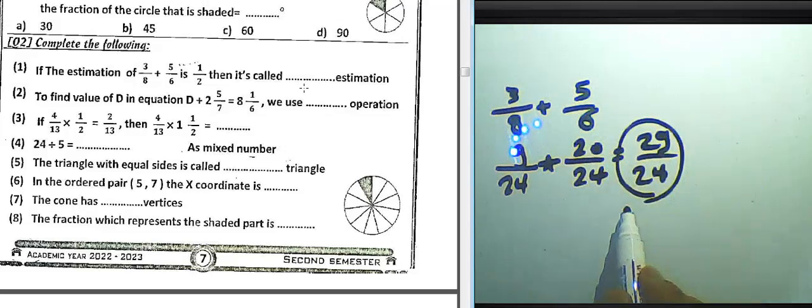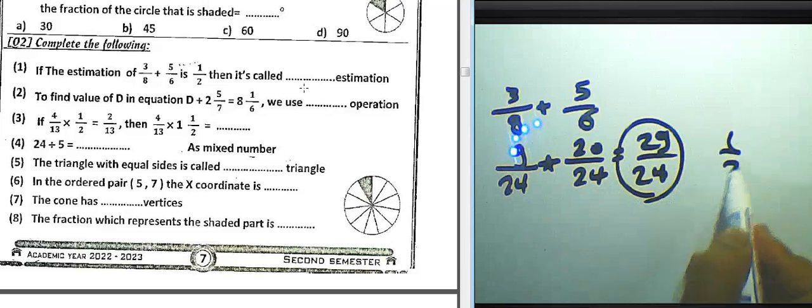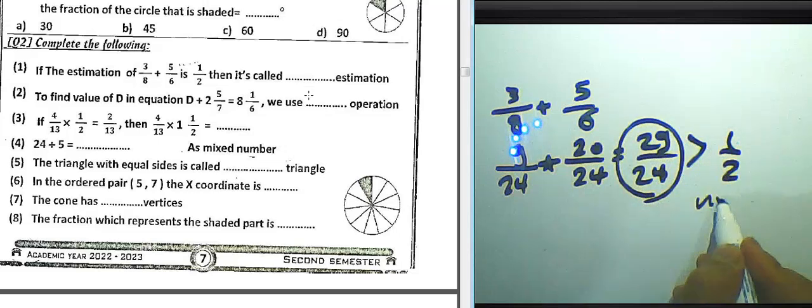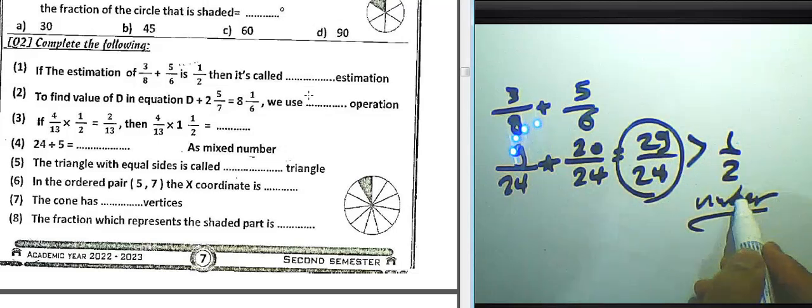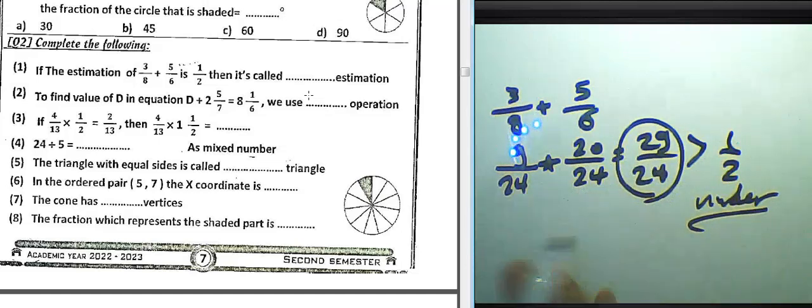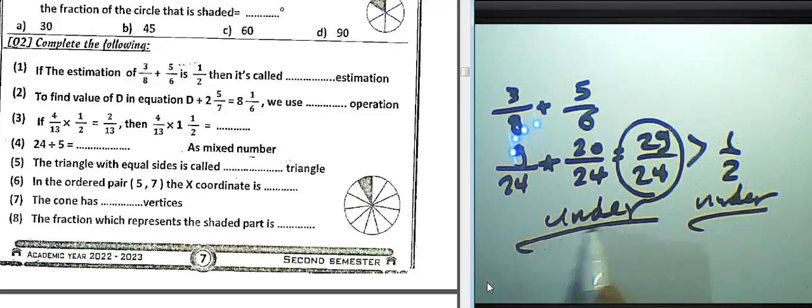It's the actual number, and we must compare half and 29 over 24. 29 over 24 is greater, so it will be underestimation, because the estimation here is less than the actual number, because 29 over 24 is greater than 1 and greater than half, so this is called underestimation. Called what? Underestimation. Write this word here, under. Write this under, okay? Under, U-N-D-E-R, underestimation.